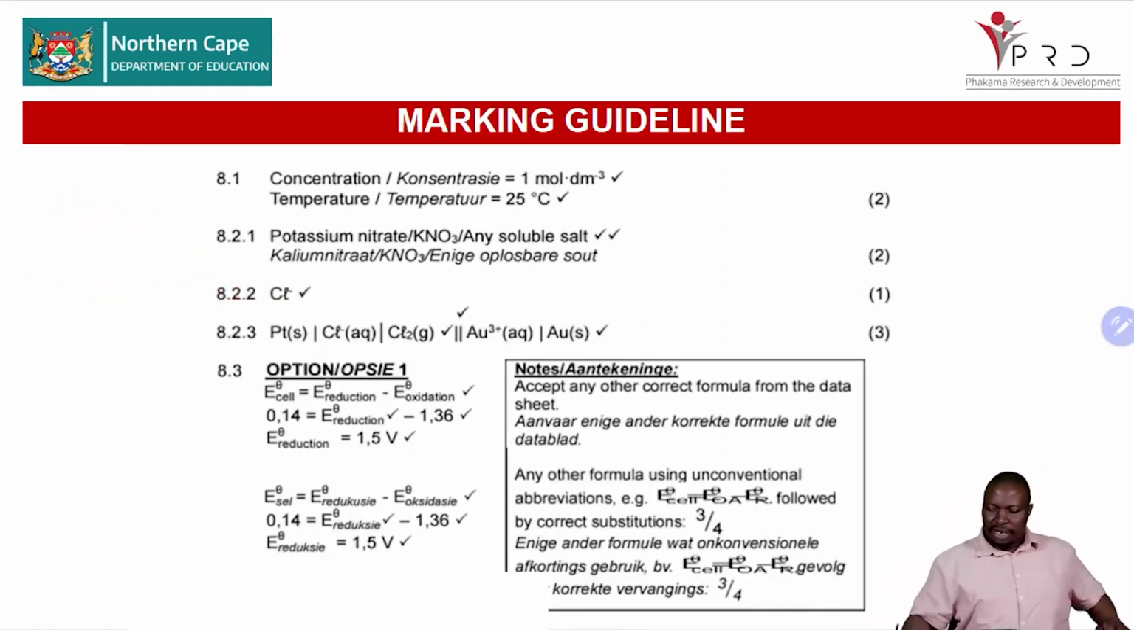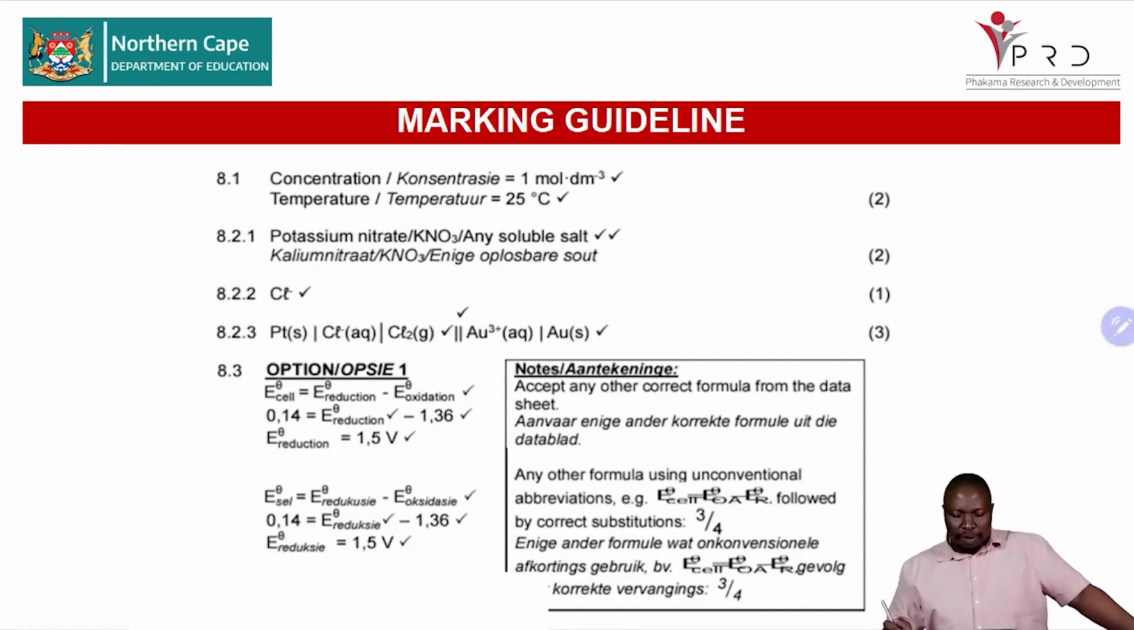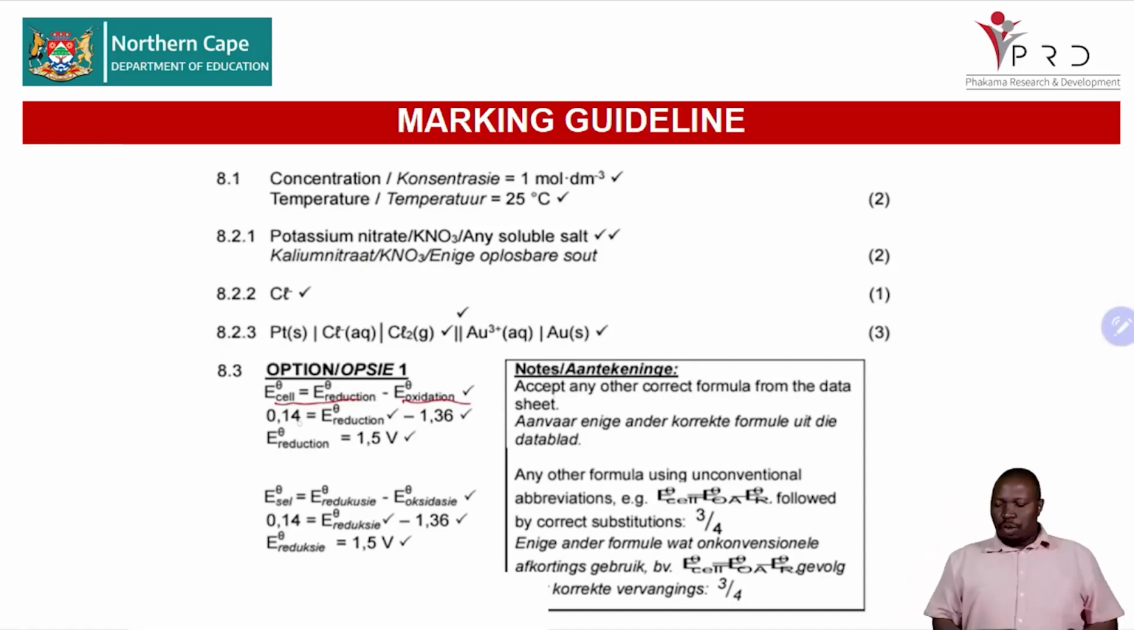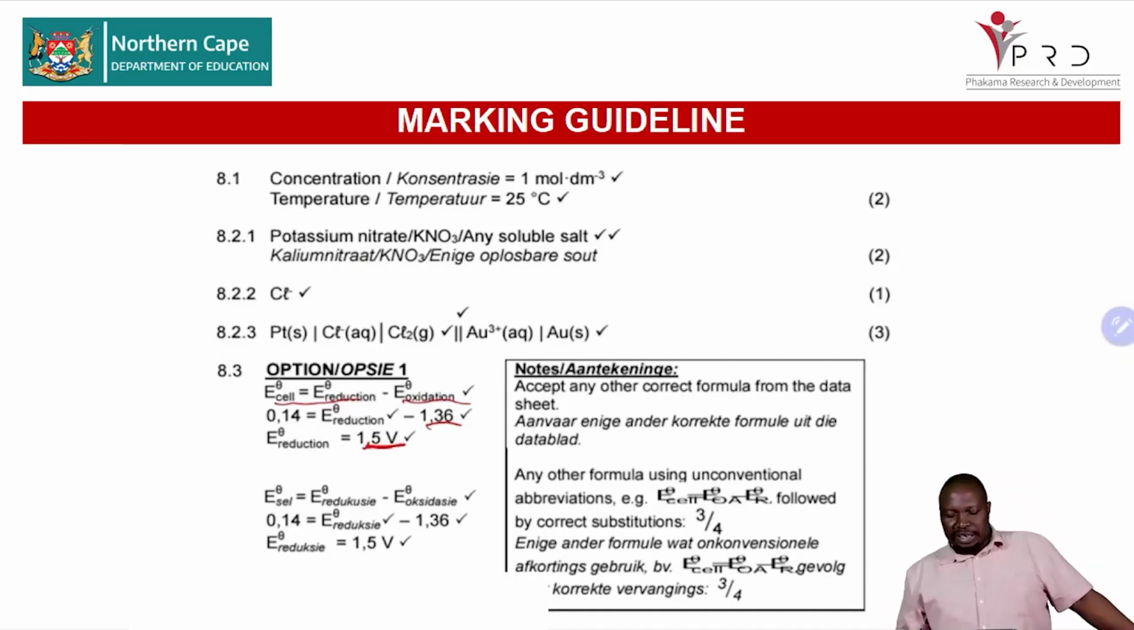So if everything is done correctly, you will have your E of a cell, which is E cathode minus E anode, or E reduction minus E oxidation, which is 0.15. That becomes E reduction minus 1.36, and when you bring the 1.36 to the other side, it becomes 1.5 volts. So you're able to see that your gold there will have a standard reduction potential of 1.5.